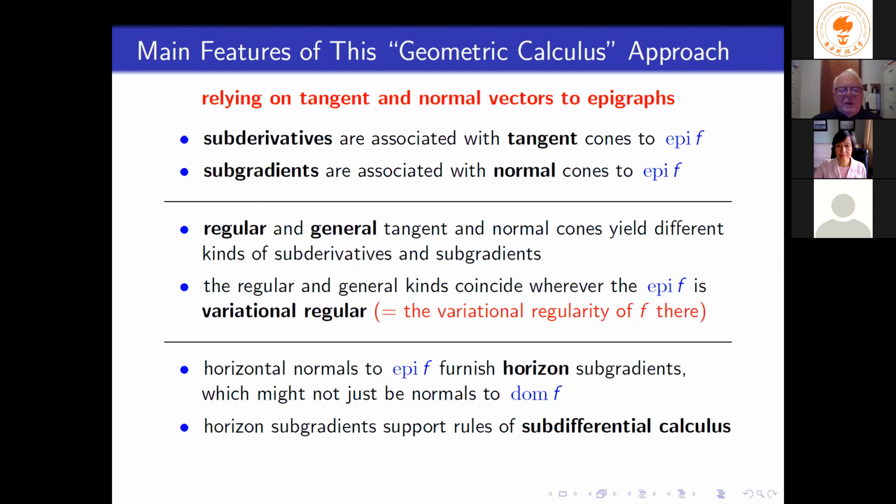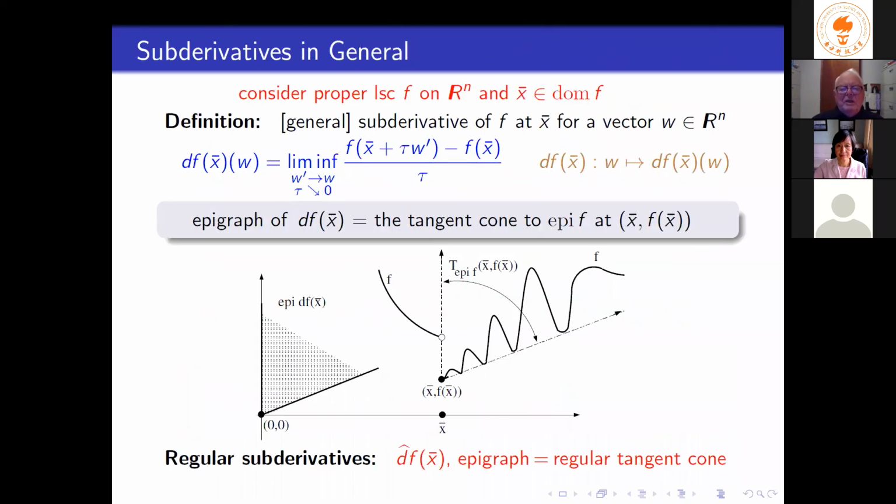But there's also something special, as I suggested. There are horizontal normals and horizontal subgradients. These are called horizon subgradients, and they're not just normals to the effective domain. But what are they and why are they important? They're important because they are the essential ingredients that support rules for subdifferential calculus, all these formulas that we need to make this subject be helpful. We have to be able to calculate all these things, and that's where those come in.